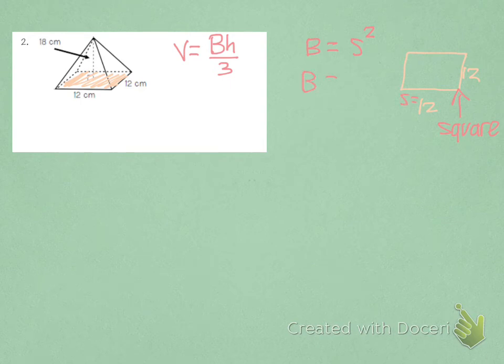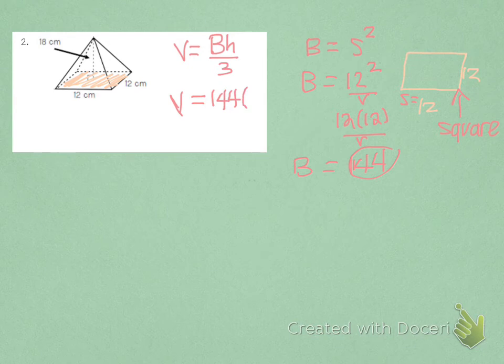So big B, if I'm plugging in, our side length is 12, which is 12 squared. 12 squared means 12 times 12. Okay, so then 12 times 12, this is something we should know, is 144. So we're going to take this and plug it in to our formula. Volume equals 144 times the height of the prism.